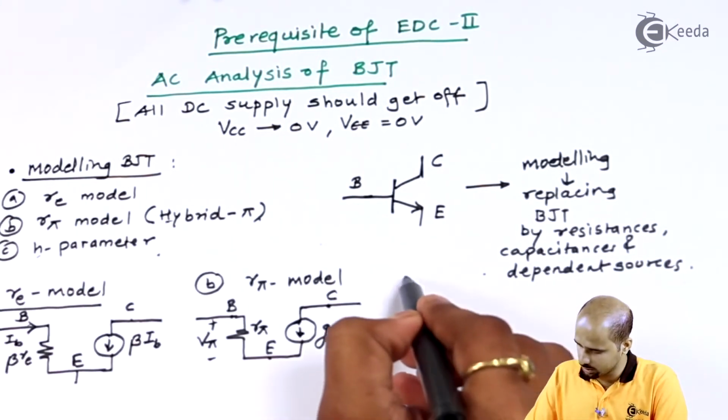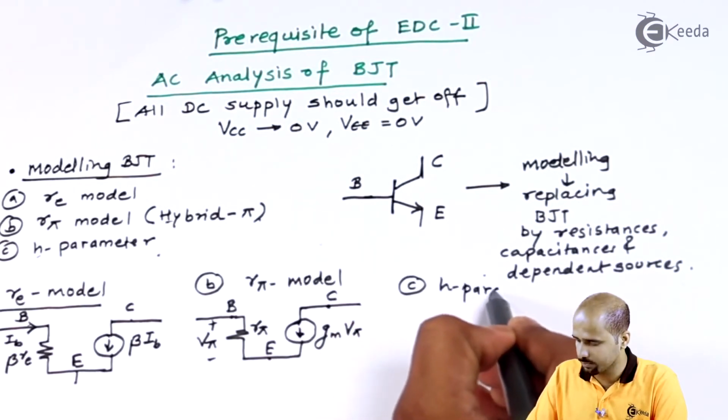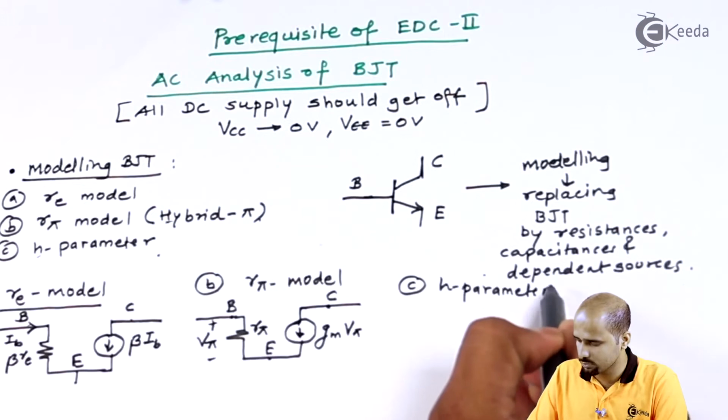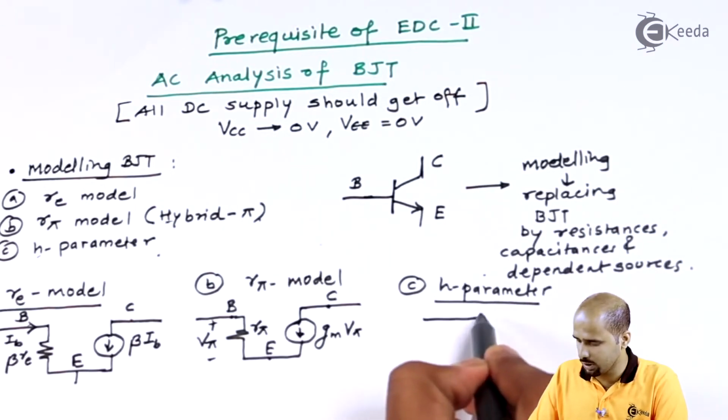Now the third configuration is your H parameter model. This H parameter model is very simple.